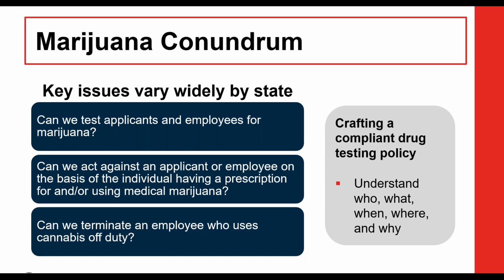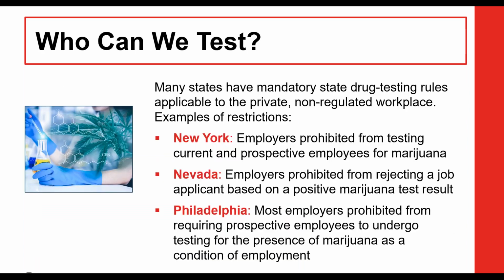And so to avoid any issues related to these varying state laws, it's really important, like I said before, and I'll reiterate approximately 100 more times, that your drug testing policy needs to be clear and consistent so that your internal folks understand who, what, when, where, and why we are taking action against employees for the use of adult use or medical marijuana. So let's talk about that who, what, when, where, and why.